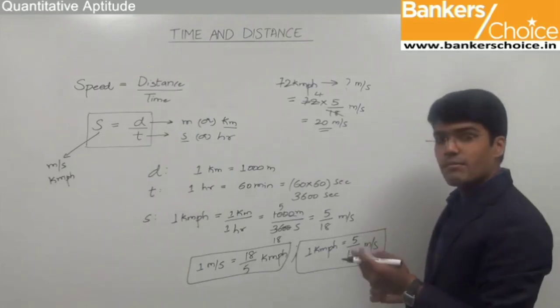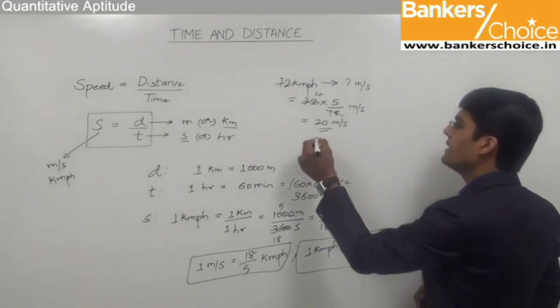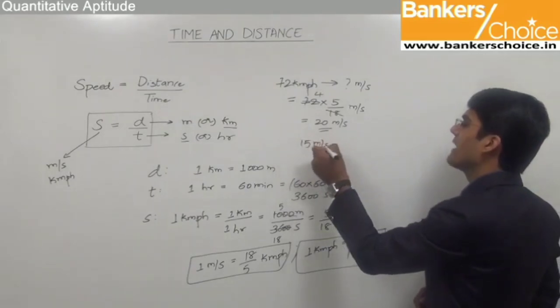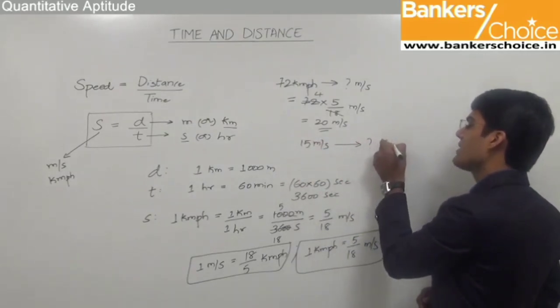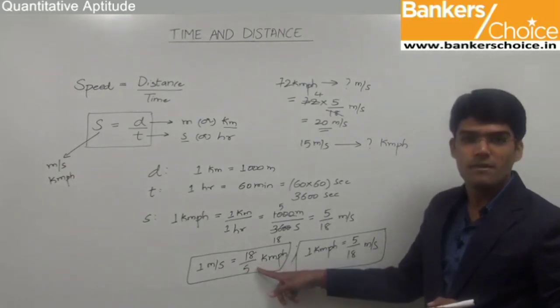And let us now take an example where we convert meters per second to kilometers per hour. Let's say the given speed is 15 meters per second and we have to convert this to kilometers per hour. We know that 1 meter per second is 18 by 5 kilometers per hour.